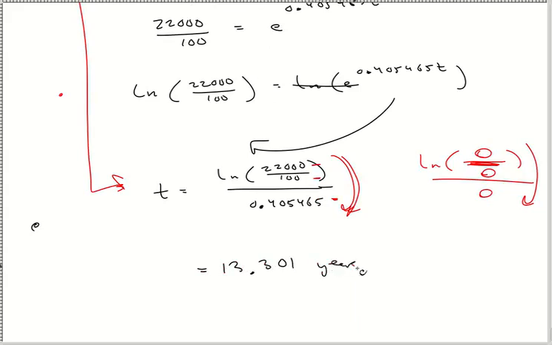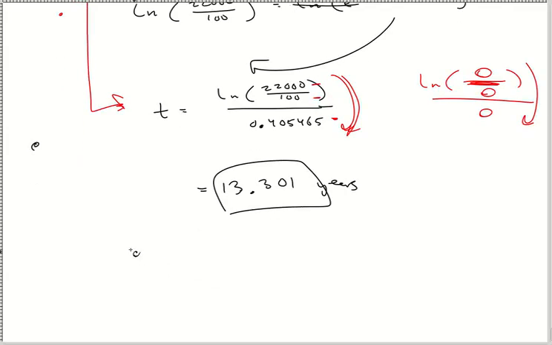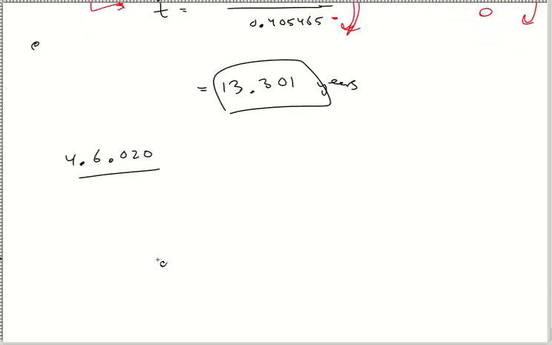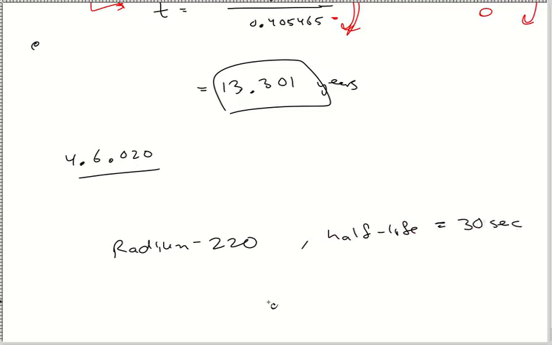13.301, again, this is years. There we go. So it takes 13 years to get up to the 22,000 mark. 46020. This one talks about radium-220. And thankfully they give me the half-life because I don't know what it would be. The half-life is 30 seconds. That's very fast. So it says, how long until 89% is decayed?